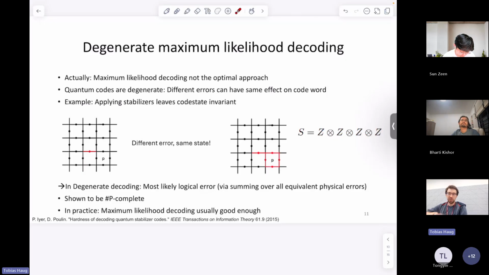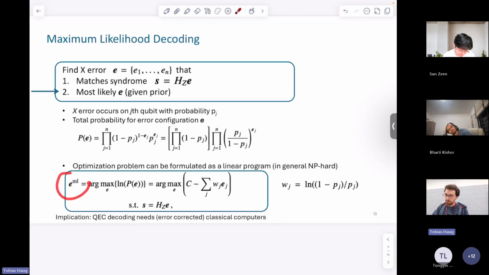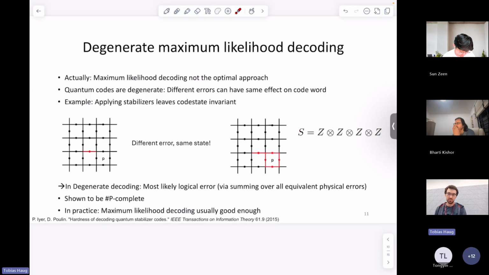So the actual decoding problem involves summing over exponentially many different possible errors that all behave the same way. Whereas maximum likelihood decoding would consider all these different errors, which are stabilizer equivalent, as different errors. So it would consider them individually, but actually you're not supposed to consider them individually. You actually need to sum them together because they all have the same effect on the code. So this is called degenerate maximum likelihood, and this is the actual, optimal way to do decoding in a quantum computer.